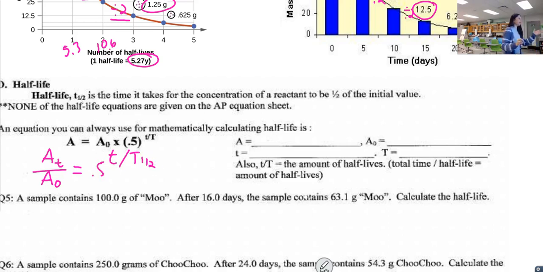Okay, so let's label these. What is A? A is actually my final amount, and usually it's in grams, almost always in grams, sometimes in milligrams or something like that.